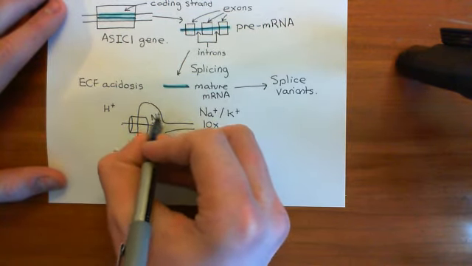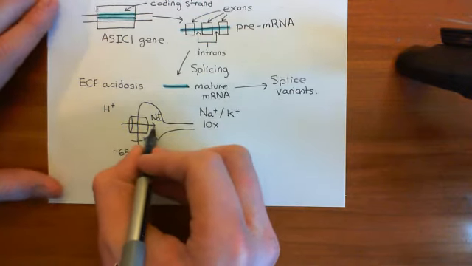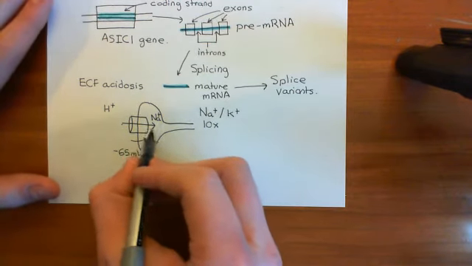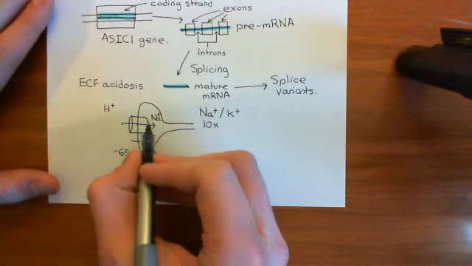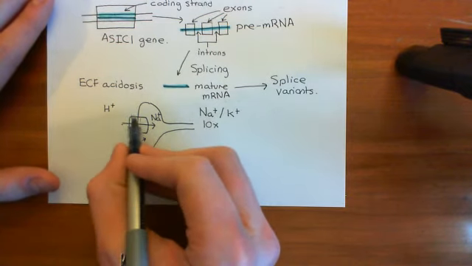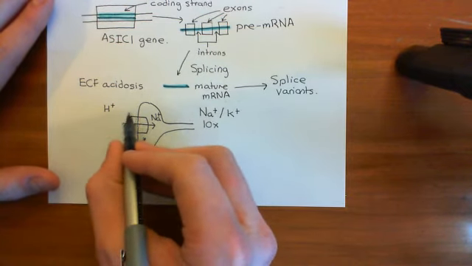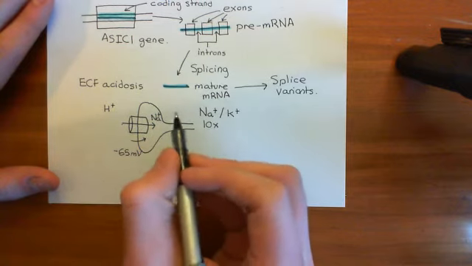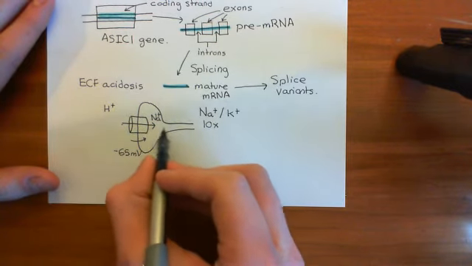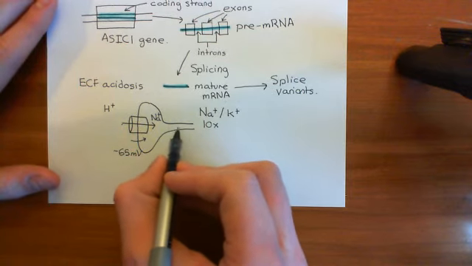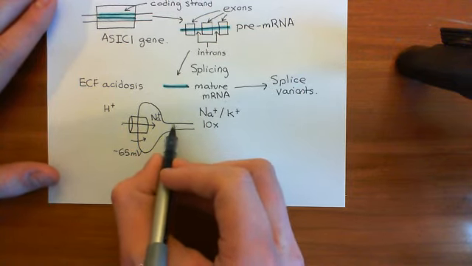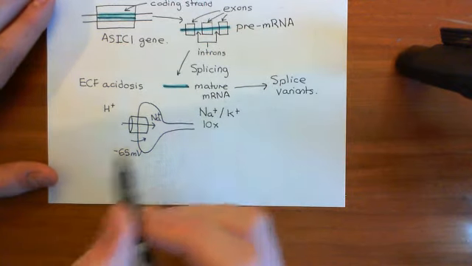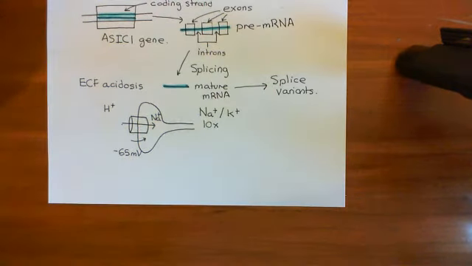So as soon as you open these channels, you are going to get a net movement of positive charge into the cell in the form of sodium ions, and this will cause a depolarization of the electrical potential difference across this cell membrane. That's called the receptor potential. Some of this sodium will diffuse into the action potential origin down here, cause a depolarization of the electrical potential difference down here, and then that will cause the action potential origin to fire an action potential.